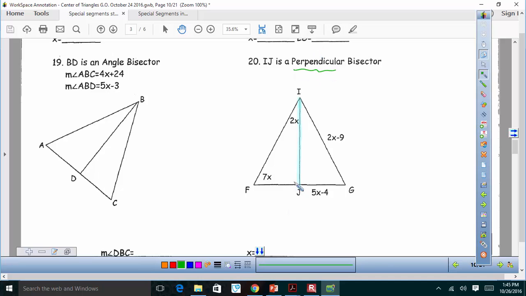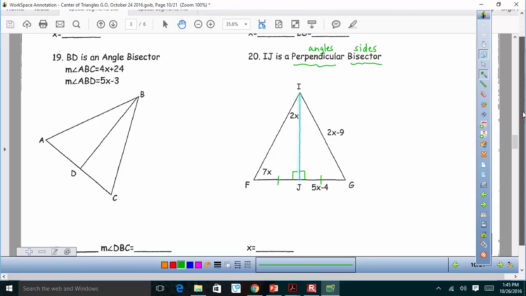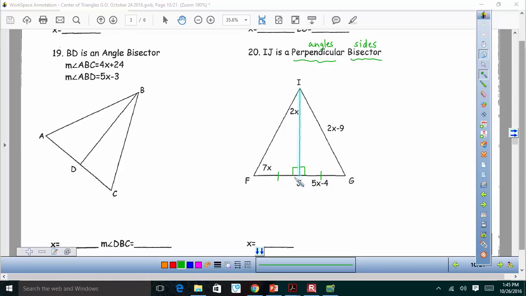Forms a right angle. So where it hits the side, I want to draw right angles. And what does bisector mean? Cuts in half. So this side, where it hits the side, is being cut in half. So that means this has to do with angles. This has to do with sides. So that means we're either going to have to use the sides to solve for x, or we're going to have to use the angles. So the two sides that are cut in half, do we have both of those measures? No. So I actually can't use this.